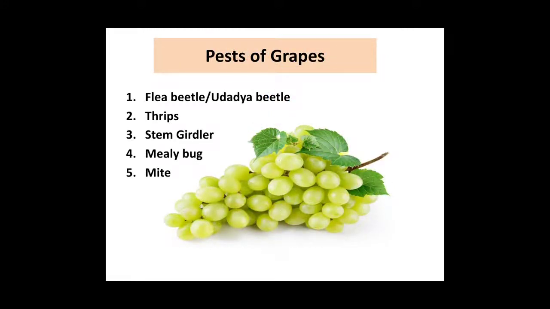These are the different pests of the grapes. First one is the flea beetle or urdhya beetle. Second one is thrips of grapes. Then stem girdler. Then mealybugs, and last one is mites of the grapes.